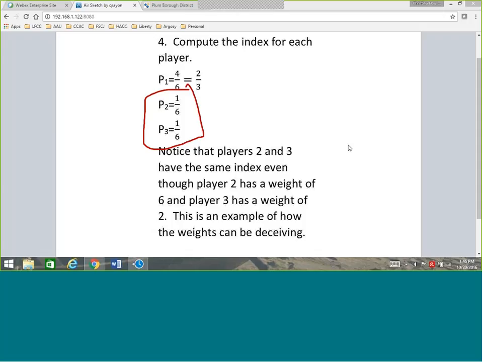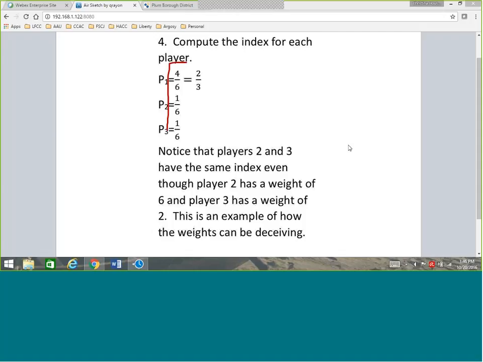because when you're doing a calculation like this with the Shapley-Shubik power distribution, notice that player 1 has, sorry, not twice the weight of player 2, 4 times the weight of player 2 and 4 times the weight of player 3, but players 2 and 3 have the same index, same power index.